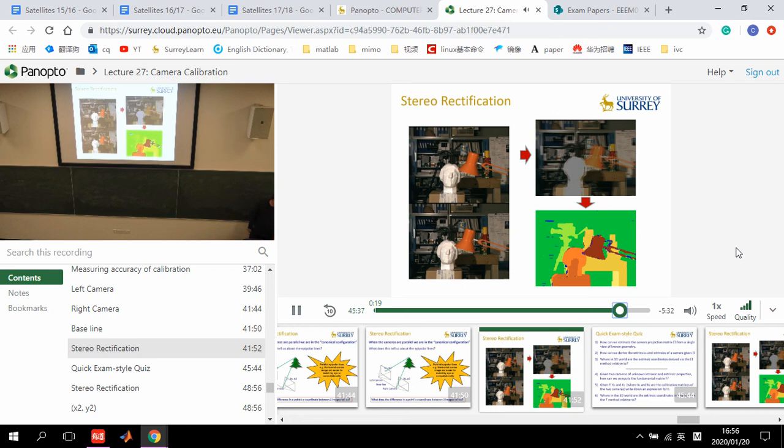But the mechanisms for doing that warping are beyond the scope of this course, although basically it's estimating a homography and warping the images like we did for mosaicing.